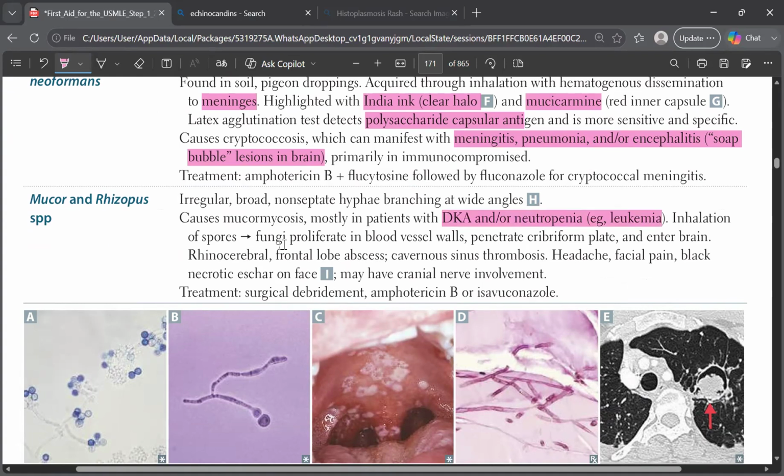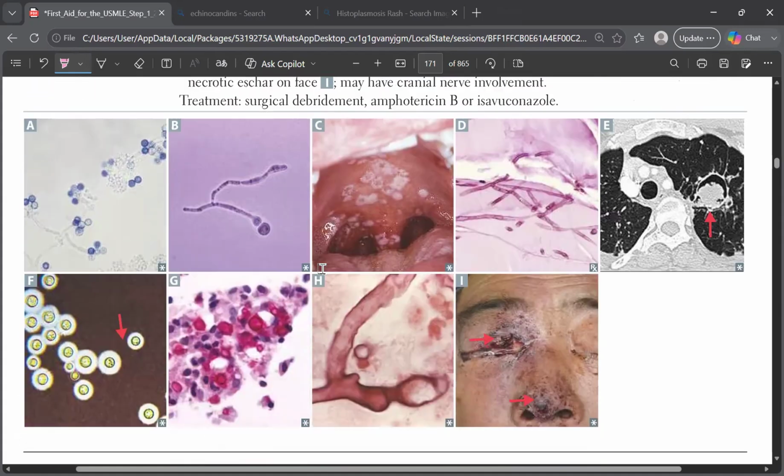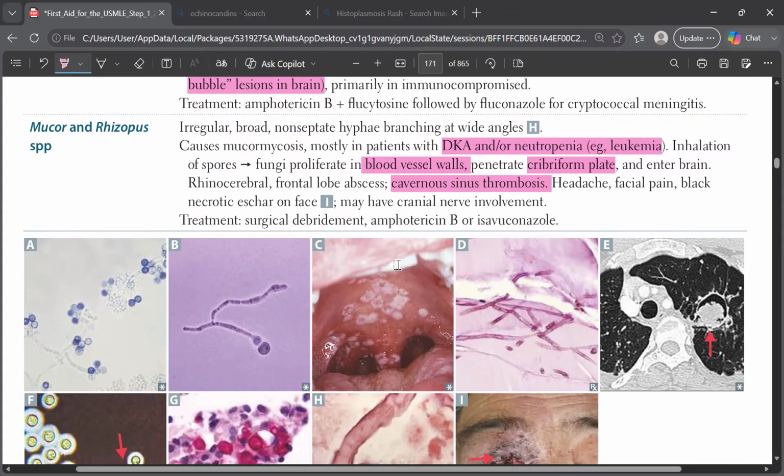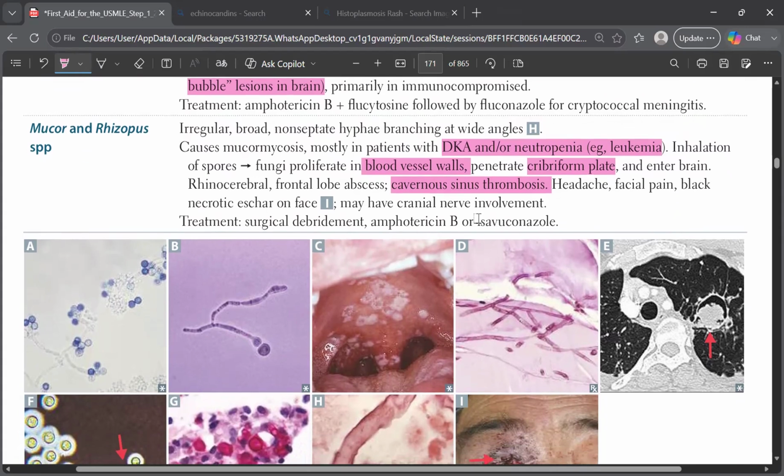Inhalation of spores causes fungi to proliferate in blood vessel walls and penetrate the cribriform plate and enter the brain. Rhinocerebral and frontal lobe abscess. There's also cavernous sinus thrombosis, headache, facial pain, black necrotic eschar on the face, and may have cranial nerve involvement. Treatment is surgical debridement and amphotericin B or isavuconazole.